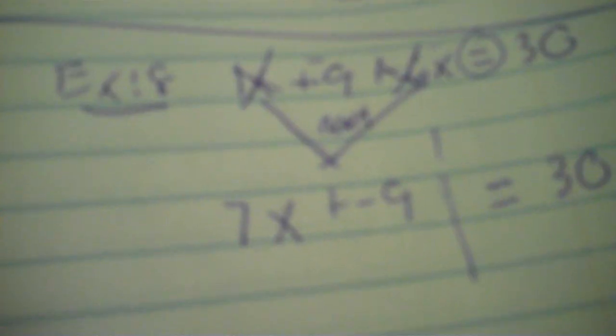Okay, when you have two different x terms, you need to say, okay, if they're on the same side, we make a V and we add. Place a 1 in front of it if there's no number there. Okay, now we have times 7 times x and plus negative 9.